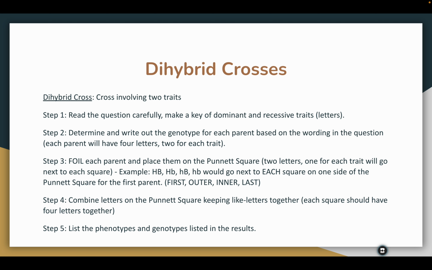Step 4 says combine letters on the Punnett square, keeping like letters together. So each square should have a total of 4 letters, just like their parents do. And then step 5, you're going to list the phenotypes and genotypes listed in the results. So with all that information, we're probably thinking, what the heck? Where do I start? What does this look like?